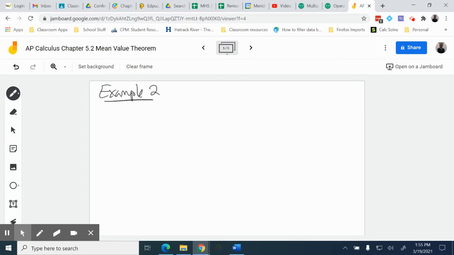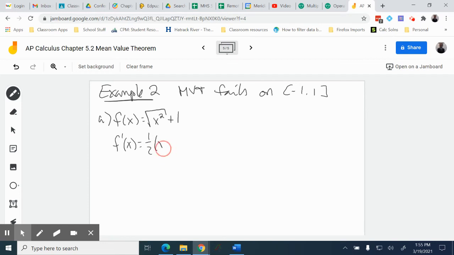And in example 2, I'm going to explain why some functions fail to satisfy the mean value theorem on the interval -1 to 1. So let's look at 2 functions. The first is f of x equals square root of x squared plus 1. So taking the derivative, f prime of x equals 1/2 x squared to the -1/2 times 2x. Rewriting this, we get x over the square root of x squared. And this derivative does not exist at x equals 0, which means that it fails due to the fact that it's not differentiable.